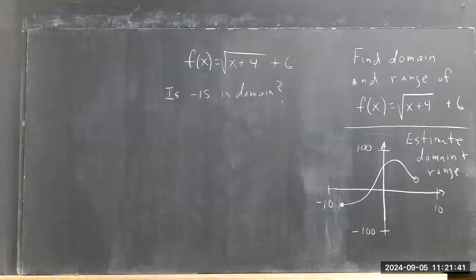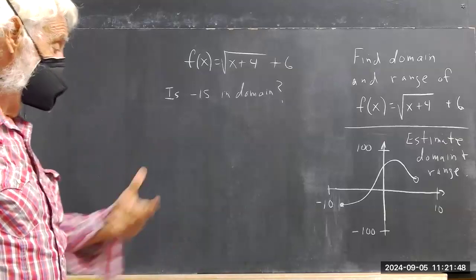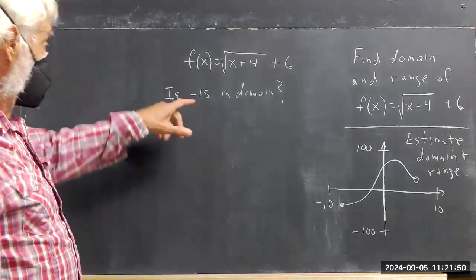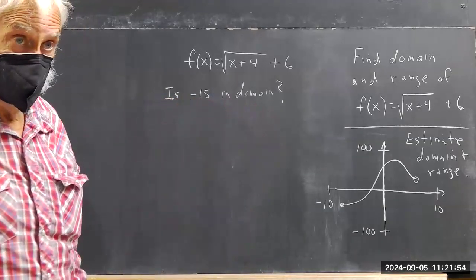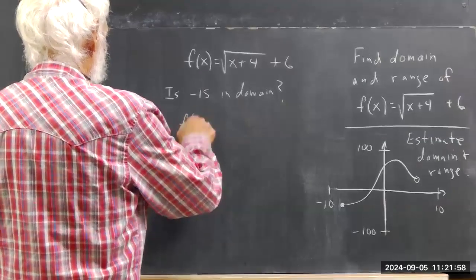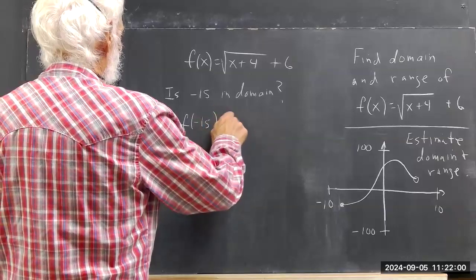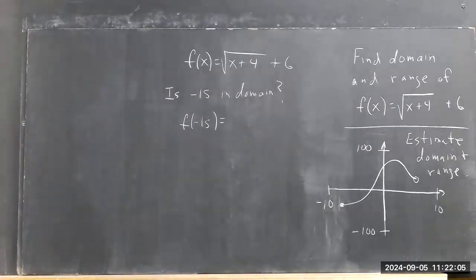So somebody say you can't put a negative into this thing. Well, there's some truth in that, but when you pick a negative number, so you pick negative 15. Question: is negative 15 in the domain? If it is, then you can write f of negative 15 equals, and just writing that out, and then see if what you get gives you a real number.